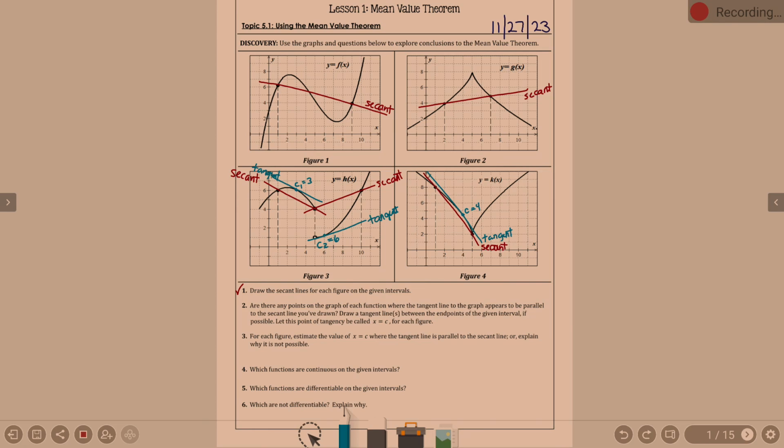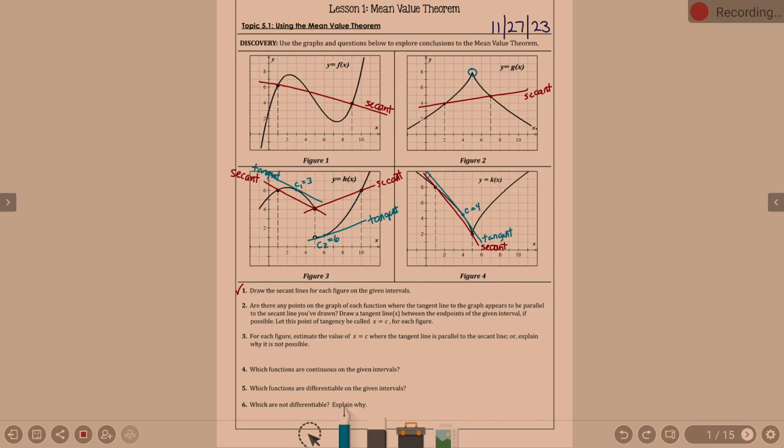I don't think there's any on figure 2. And why not? Because there's the cusp. The sharp point, the cusp, exactly. Because of that point there, you're right, there are none on figure 2.